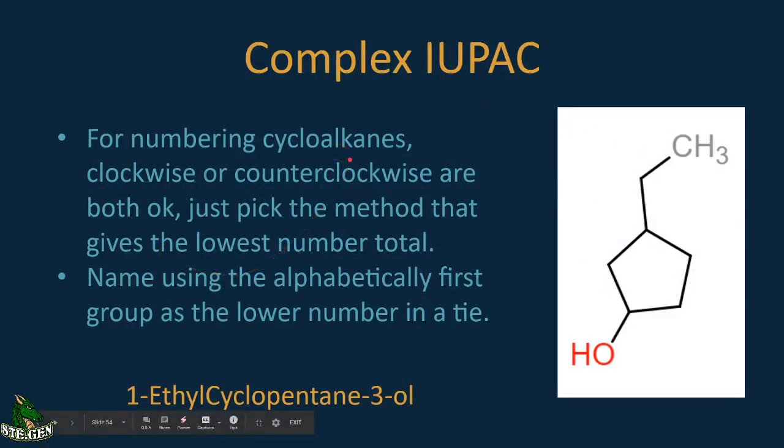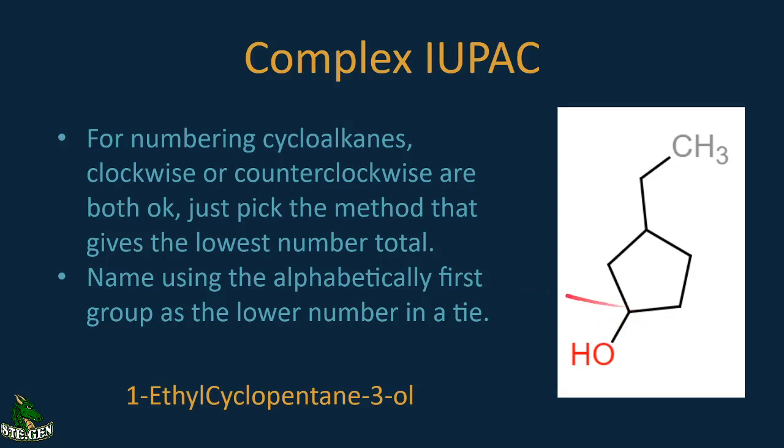So for numbering cycloalkanes, you can do clockwise or counterclockwise because the molecule, if it's a circle, remember this is 3D. We're looking at it from one side. If we looked at it from the opposite side, facing out of the page, basically, we would see the mirror image of the shape. So clockwise versus counterclockwise doesn't actually matter. You just want to pick the method that gives the lowest total number.